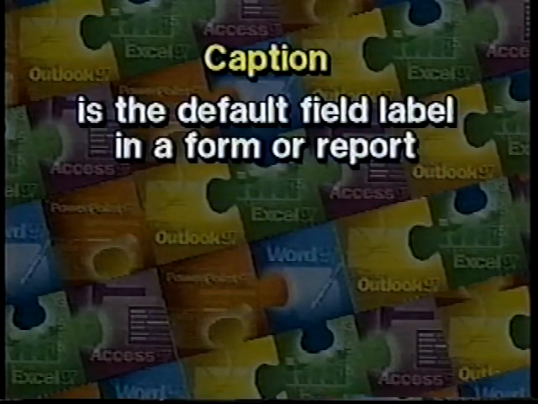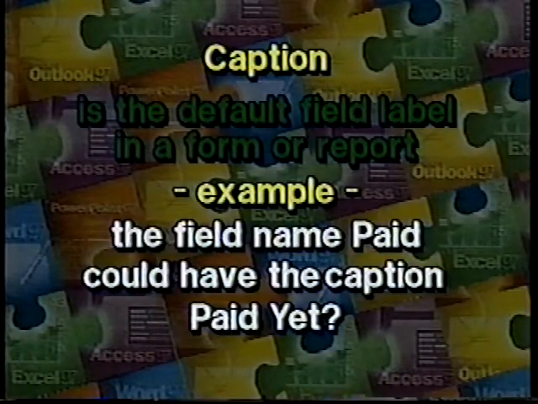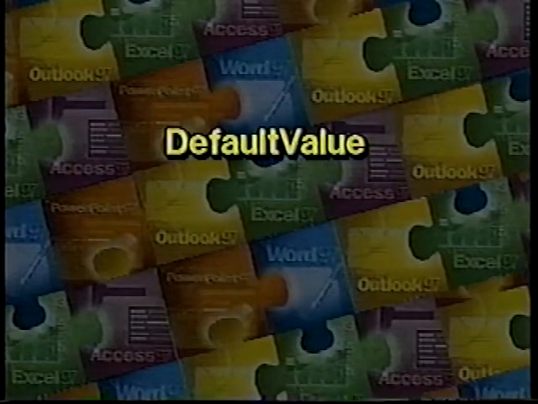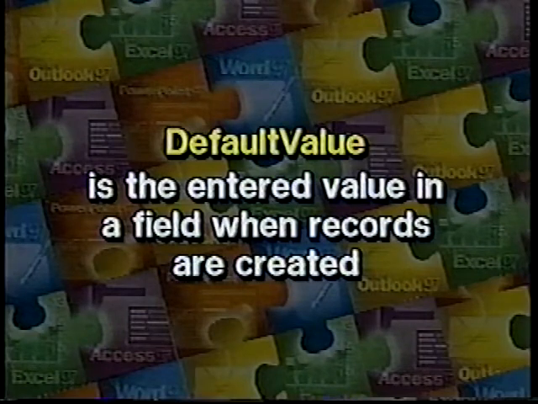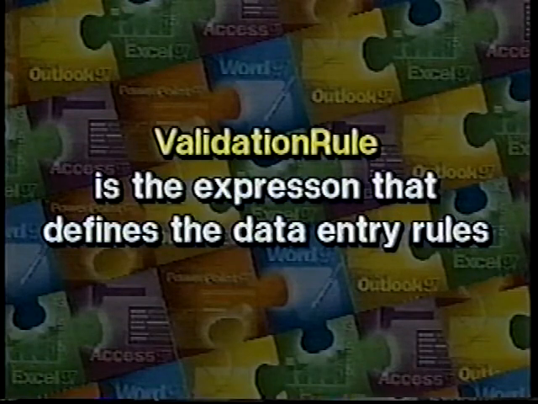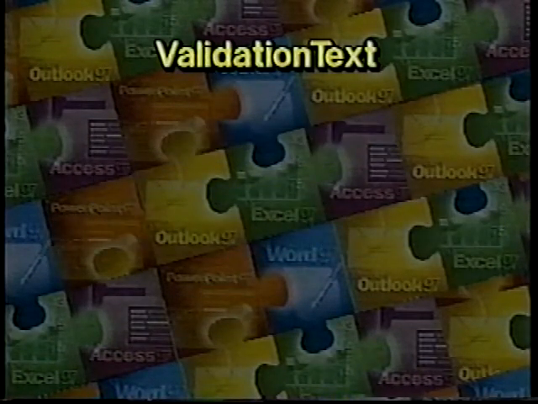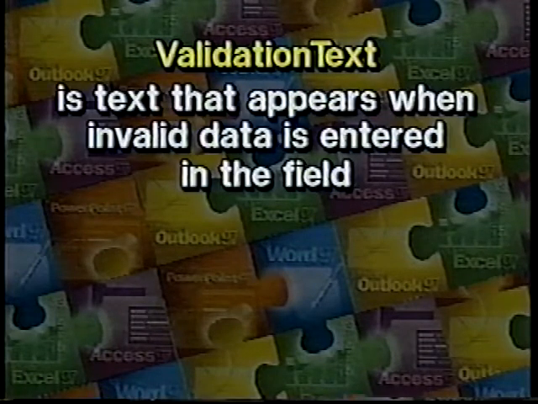Caption is the default field label in a form or report. For example, the field name Paid could have had the caption Paid Yet? Default value is a value entered in a field when records are created. Validation rule is an expression that defines the data entry rules. Validation text is the text that appears when invalid data is entered in the field.